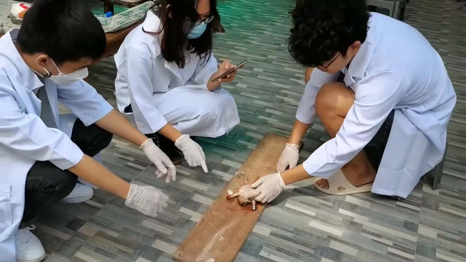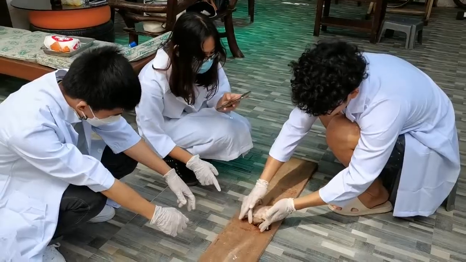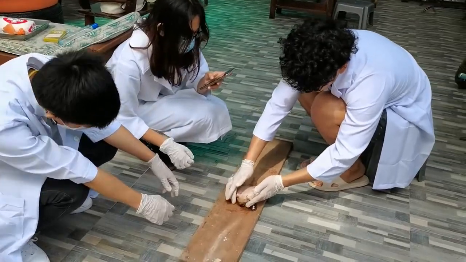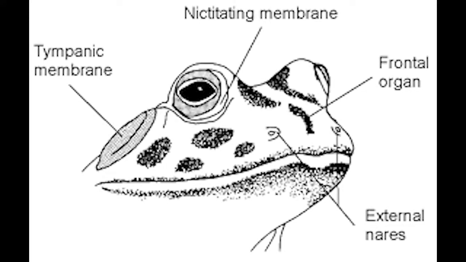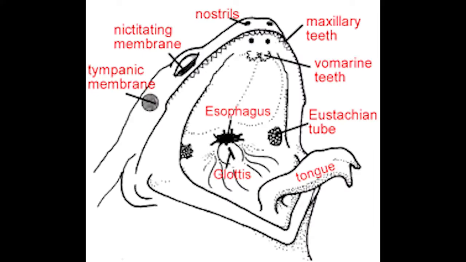Observe the frontal organ or brow spot found between and anterior to the two eyes. The frontal organ is the remaining indication of a third or middle eye. Note the external nares or nostrils that are the openings on the anterior and dorsal part of the skull.